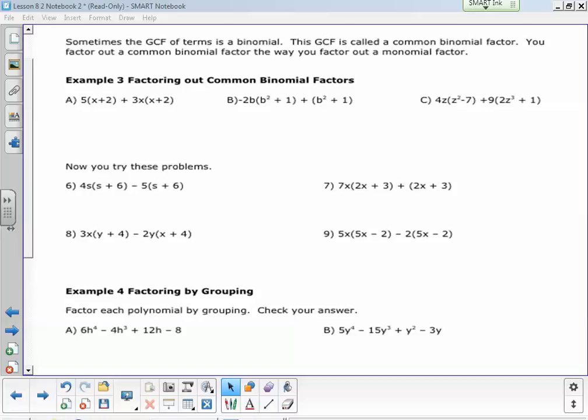Okay, for this next example, sometimes the GCF of terms is a binomial. This GCF is called a common binomial factor. You factor out a common binomial factor the way you would factor out a monomial factor.